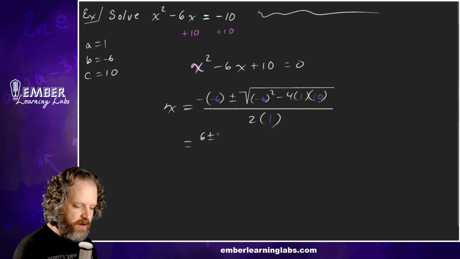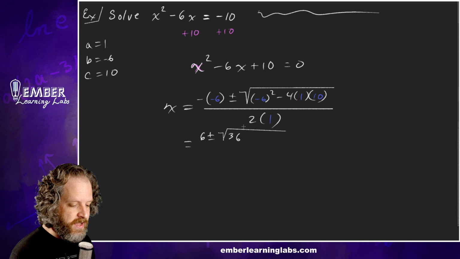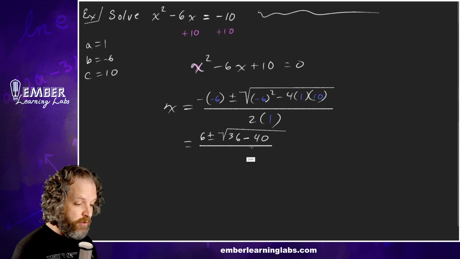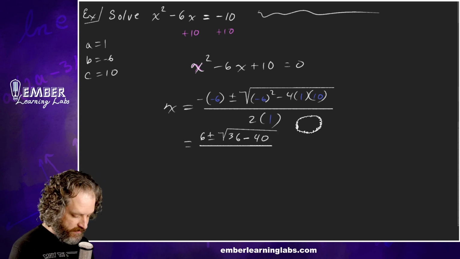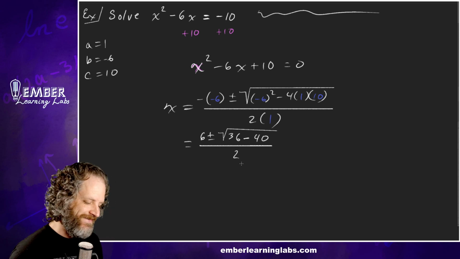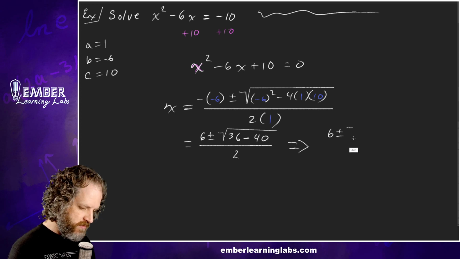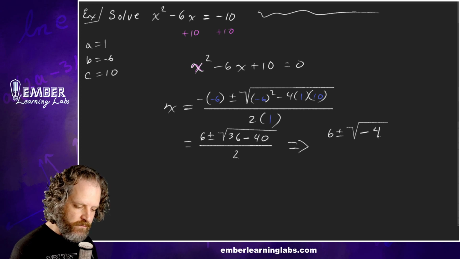So 6 plus or minus the square root of negative 6 squared is positive 36, right? Easy mistake to make. Minus 40. You may be flashing a red flag. You may be seeing something. Are you seeing something? Let's see in a minute. Because this is going to equal 6 plus or minus the square root of negative 4.